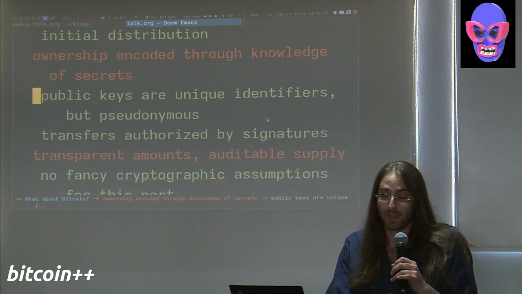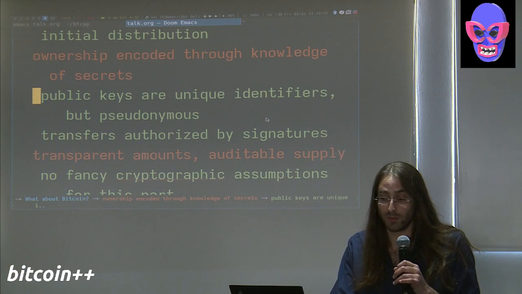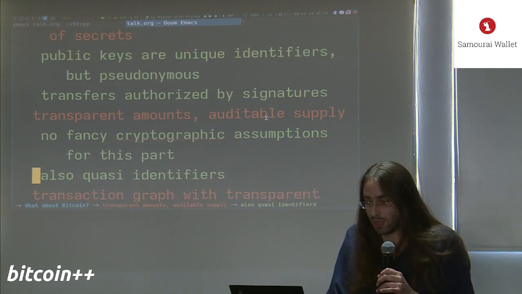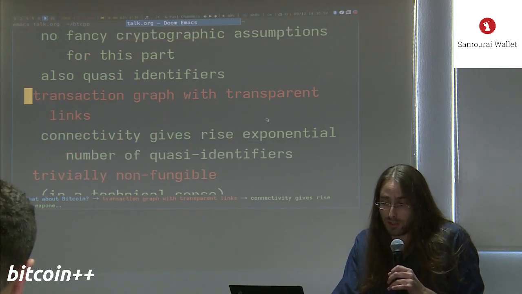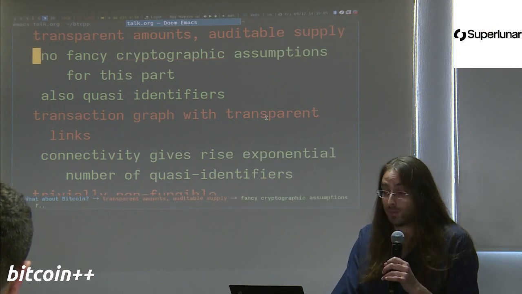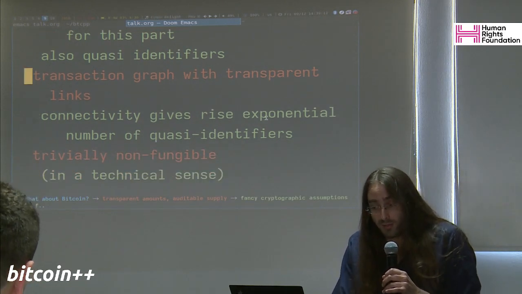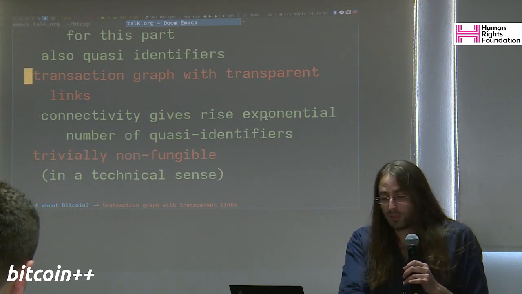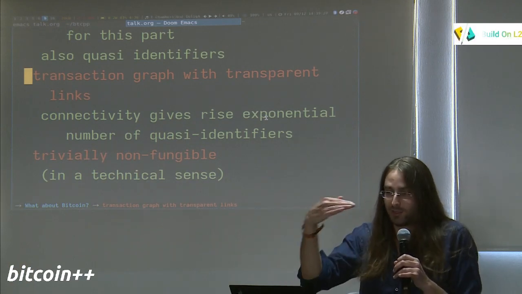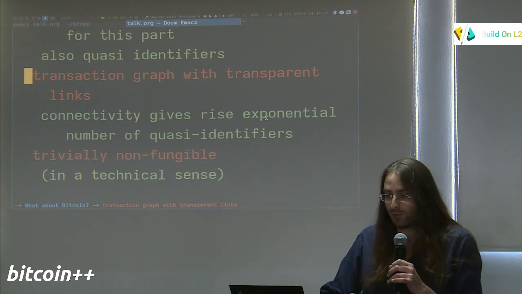So a public key is a unique identifier, but a user may have many of those, and the relationship between them might not be known to the adversary. And we'll look at that in more detail. The values themselves are fully transparent, so the amounts that you specify in the transaction are also quasi-identifiers. The connectivity on the graph, so a coin comes out of a specific transaction and then is spent into a subsequent transaction, and that links overtly the transaction that came before and the transaction that came after to each other.